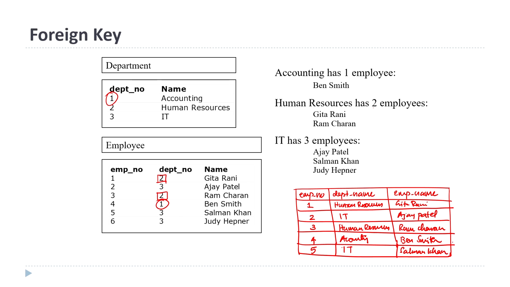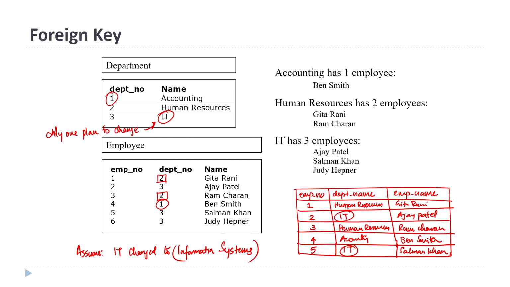Okay. So, assume that somebody decided to change the name of IT department, okay, to information systems. So, assume IT changed to information systems. Okay. You change the name of IT to information systems. In this design, you only need to change this here. Okay. One change. Okay. Only one place to change. Just change this IT. In this case, you will have to change many places. Wherever you type IT, you have to go there and change.